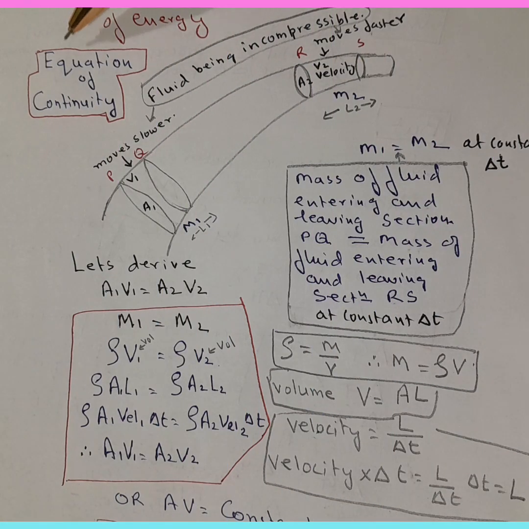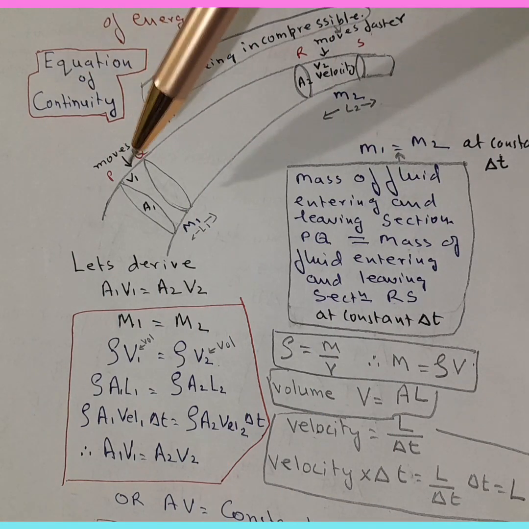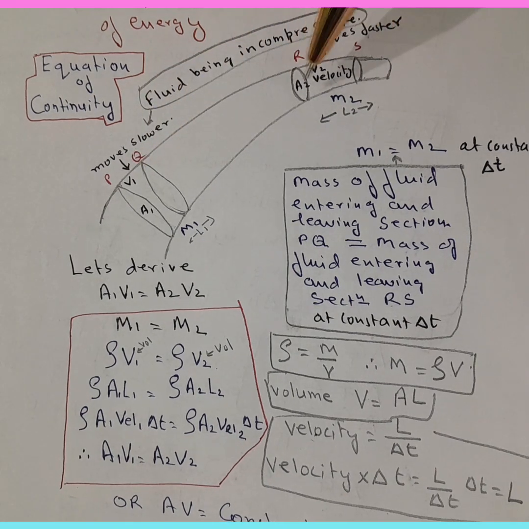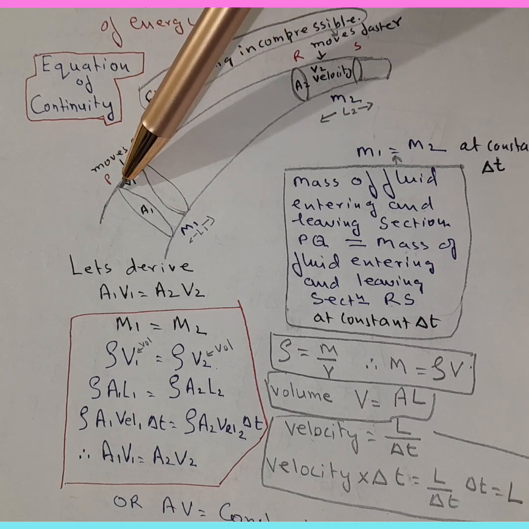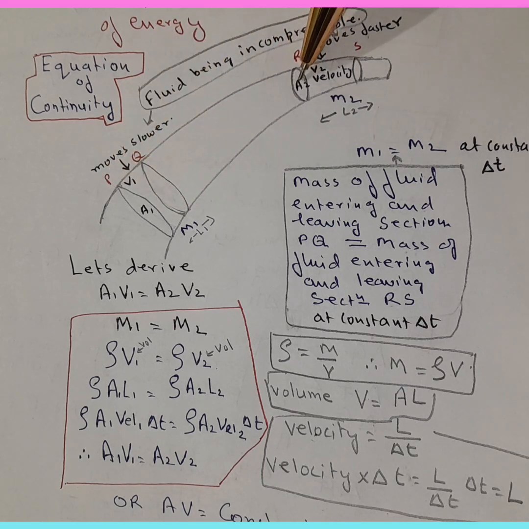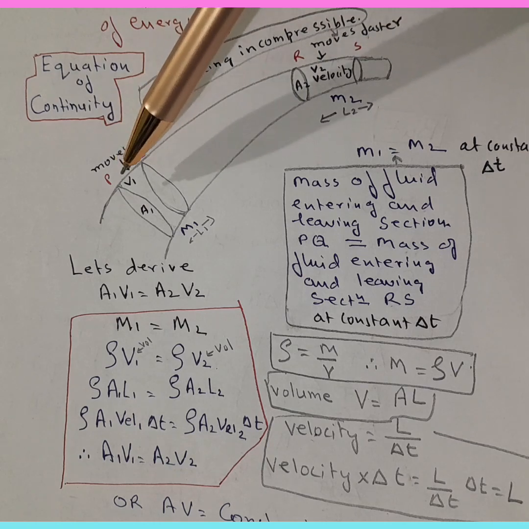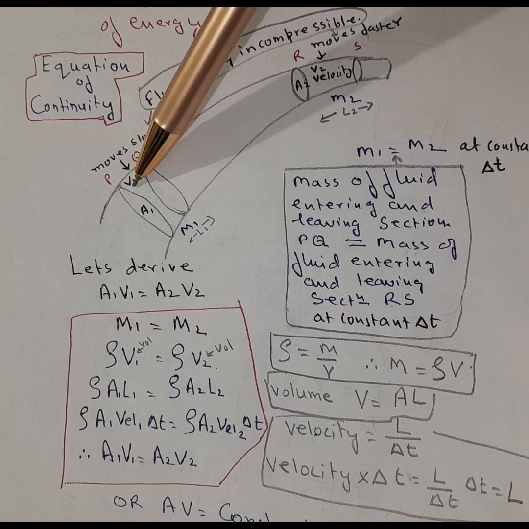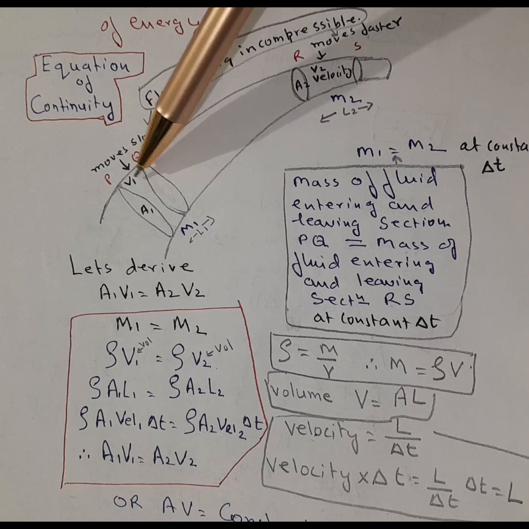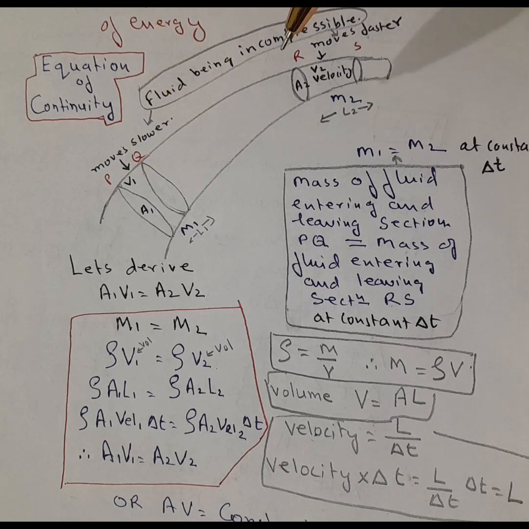Let's try and understand the equation of continuity. Now this again is a tube, narrow at the top, broad at the base. The area of cross section is much greater than the area of cross section over here. Here we are talking about section RS, and here it is section PQ. Now the velocity of fluid moving in the section where the area of cross section is high is low, it moves slower, whereas the velocity over here is much higher.